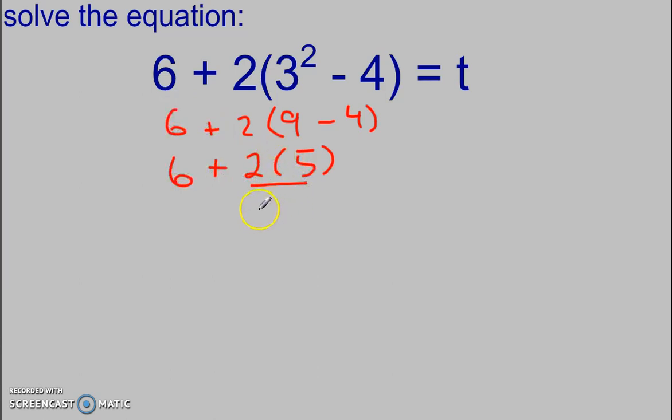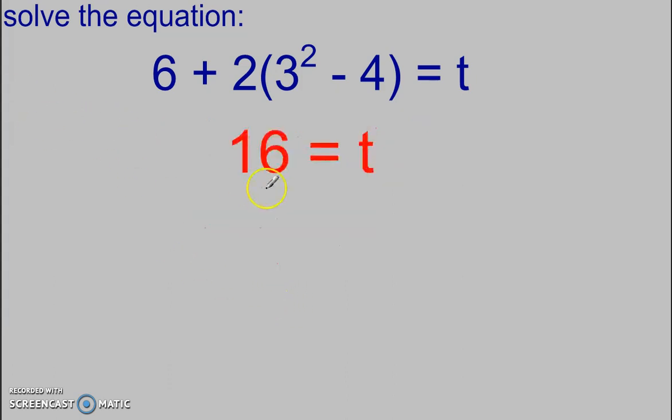Now we have to multiply. We get 10 plus 6. So we find out that t is equal to 16. That is called the solution for this equation because I can plug 16 in for t here and it makes the statement true.